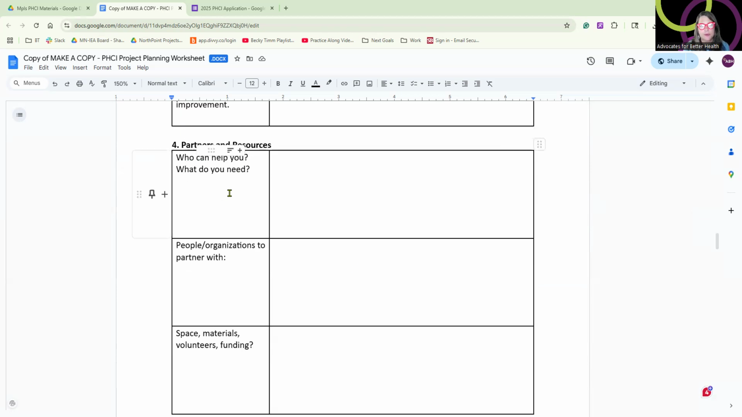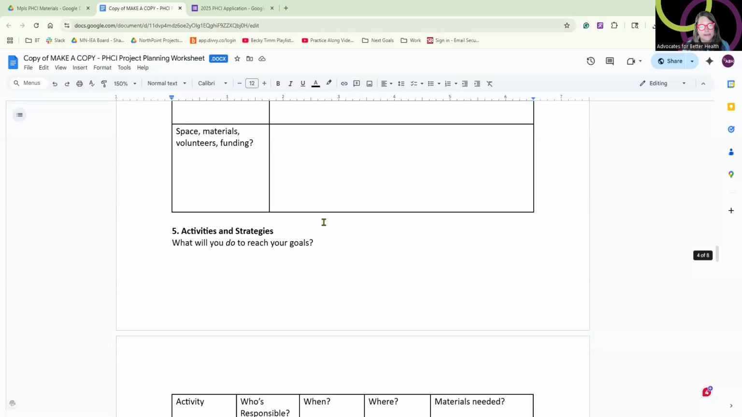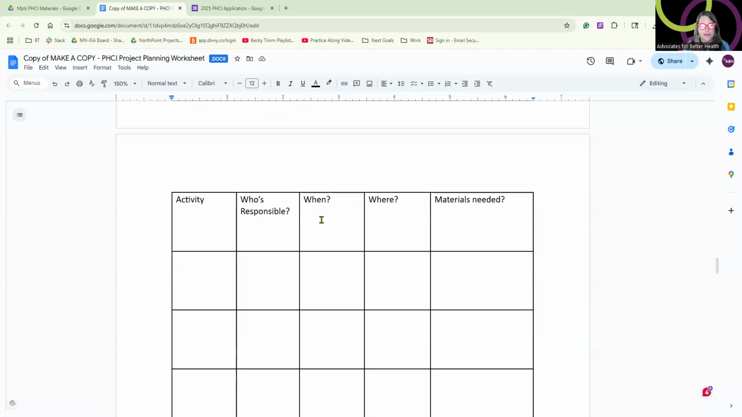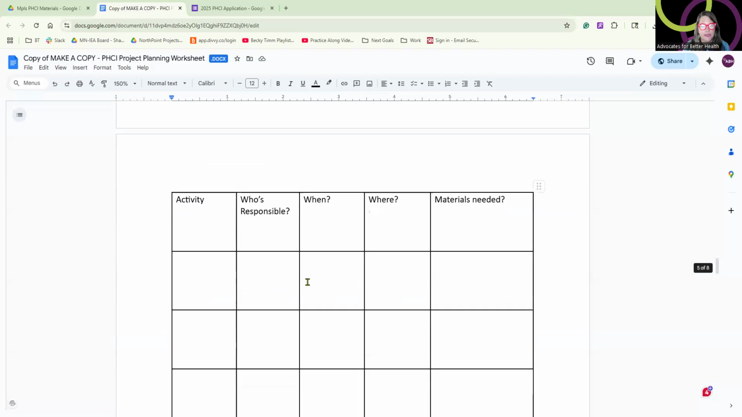Partners and resources, who can help you? What do you need? What are some additional people beyond your organization that you can partner with? What kind of space, materials, volunteers, funding? When you're doing your project and your evaluation, all of this is involved in your budget. And then activities and strategies. It's a timeline, like month 1, we're going to do this. Month 2, we're going to do this. Month 3, month 4, and so on. So this is a useful way to track what you plan on doing and then how it actually happened.